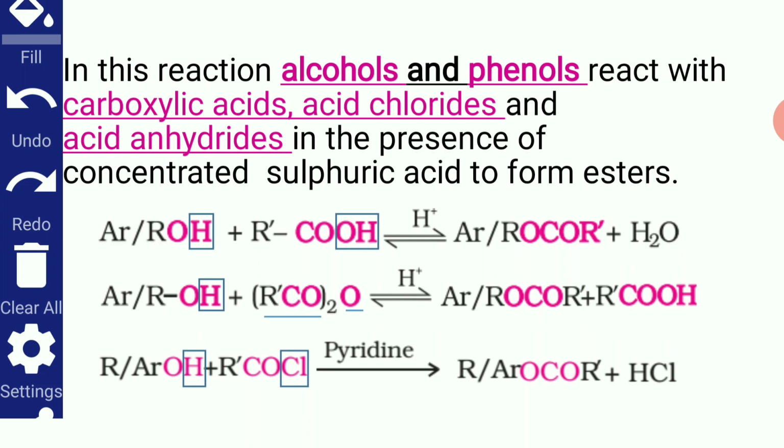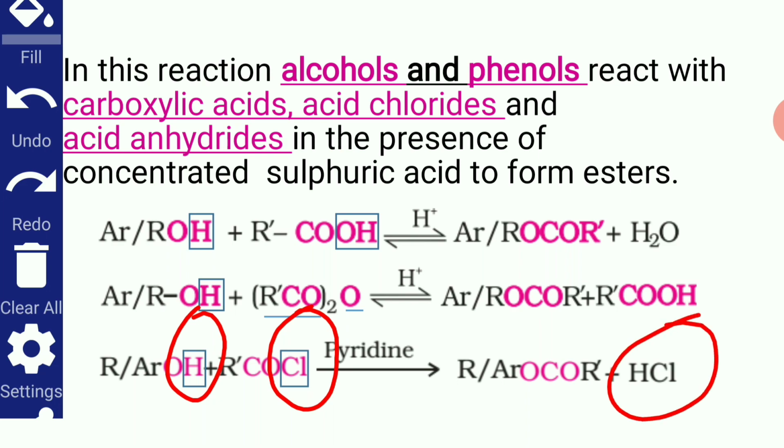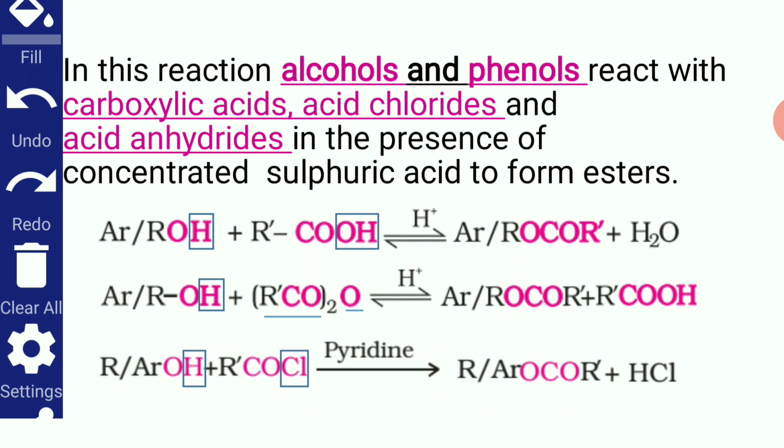In the third reaction, the hydrogen of alcohols and the chlorine of acid chlorides combine to form hydrogen chloride, and the remaining parts combine to form ester. So these are the reactions in which the formation of ester takes place. Therefore, these reactions are called esterification reactions.